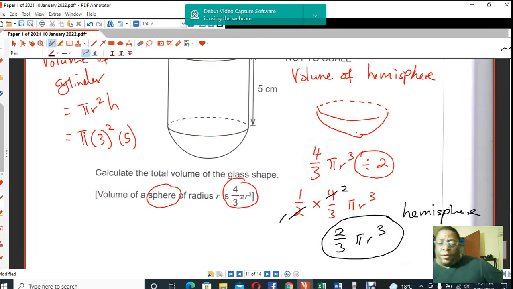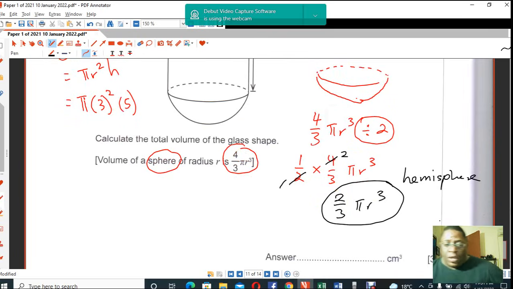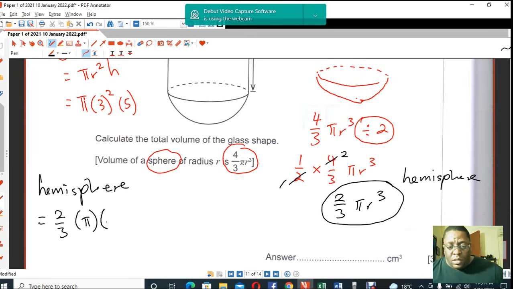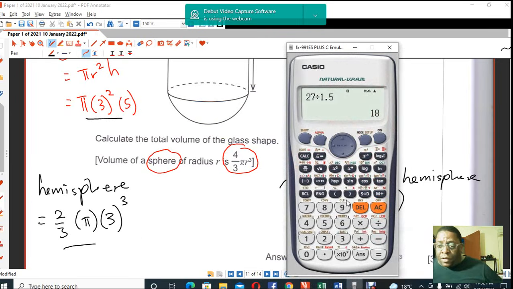Okay, now just to fill in the missing values. The hemisphere would be 2 over 3 times pi times r, which is 3 cubed. All right, and I'm going to take this answer and join these two answers together. You can do it now, or you can write it out nicely if you want to. But of course, running out of time here, so we're going to take the one for the cylinder first.